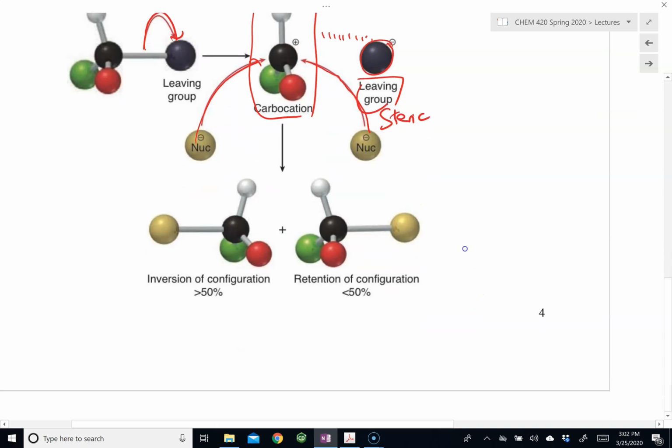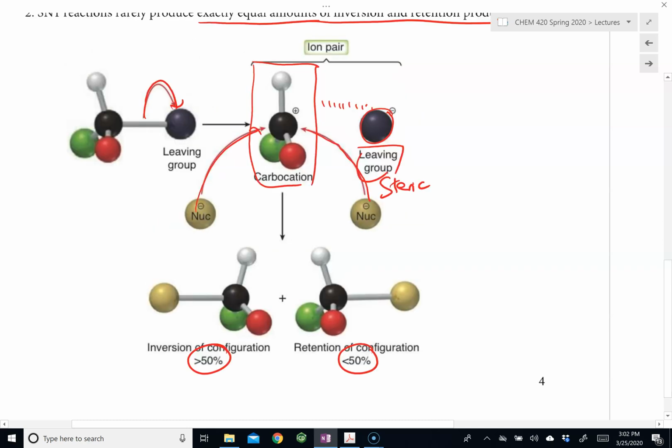So therefore, we will form both of these products, but not with equal amounts. This one right here is slightly more than 50%, and this one is slightly less, but the difference is not that significant. And in the end, we can basically conclude that an SN1 reaction will produce a racemic mixture. However, notice that it's not exactly equal.